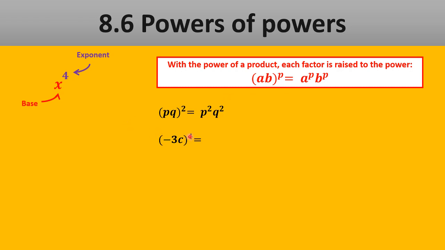What would the answer be of this one? Minus 3c to the fourth power. Remember, I do minus 3 to the fourth power and c to the fourth power. What is minus 3 to the fourth power? That's minus 3 times minus 3 times minus 3 times minus 3. Remember, it's inside of brackets. C to the fourth power is just C to the fourth power.